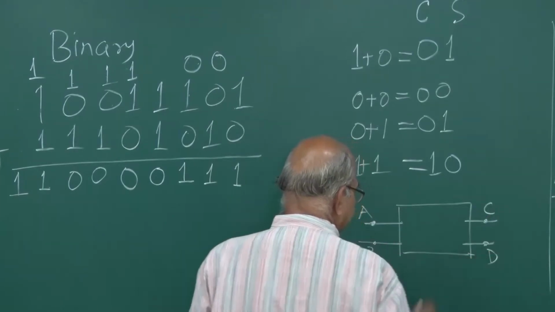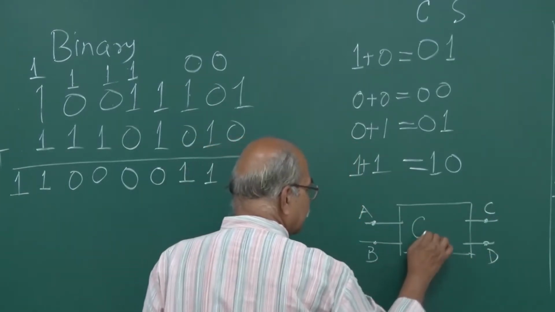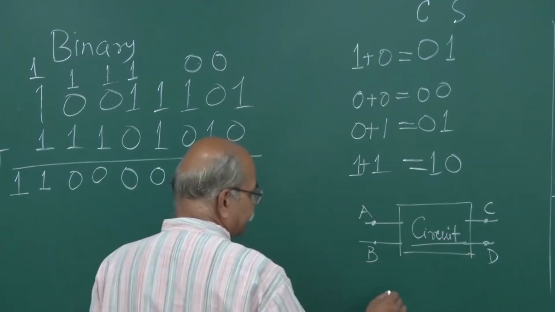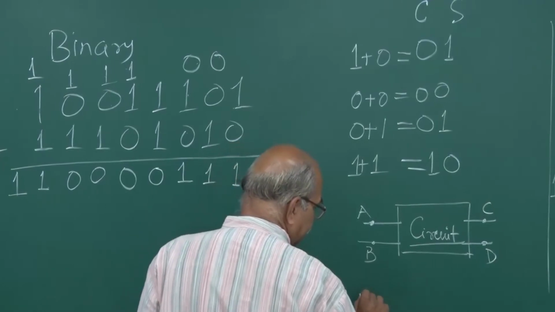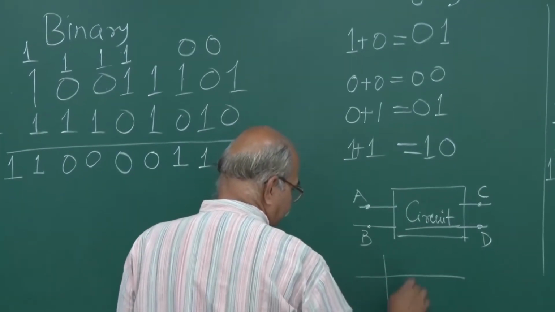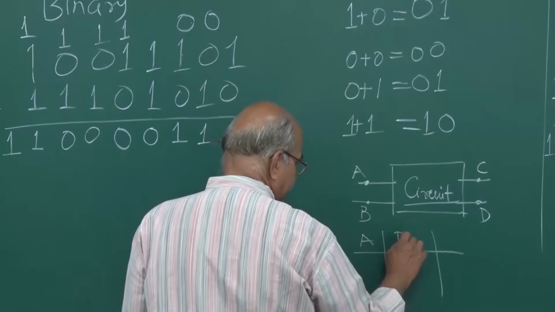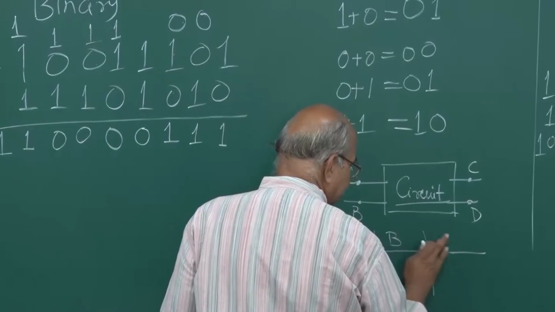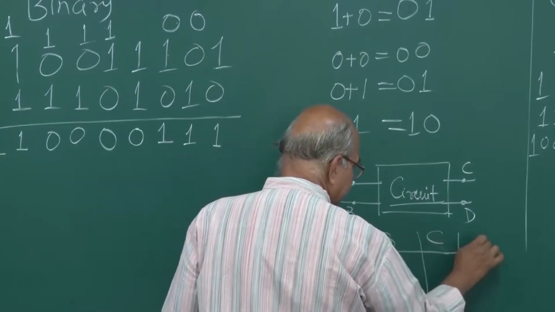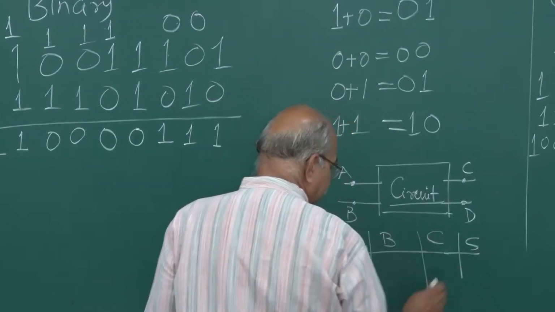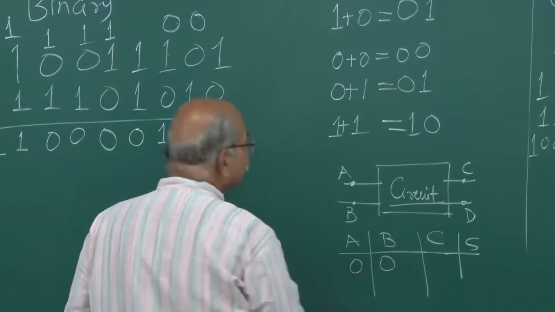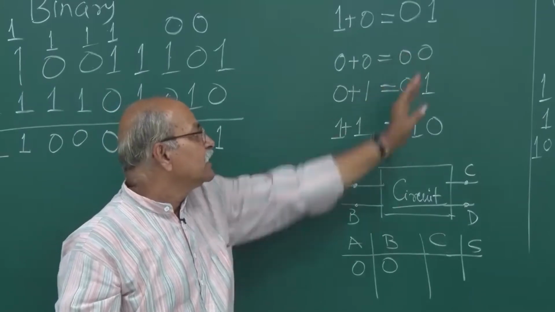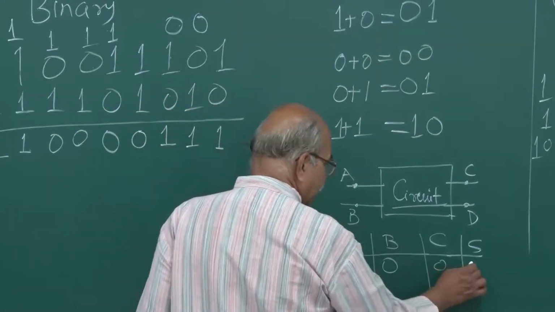C and D, and then this is some kind of a digital circuit, and the circuit should be such that if I write A here, B here, and let me write C here and S here. Okay. So if this is 0 0, I should get 0 carry and 0 sum. So it should be 0 and 0.